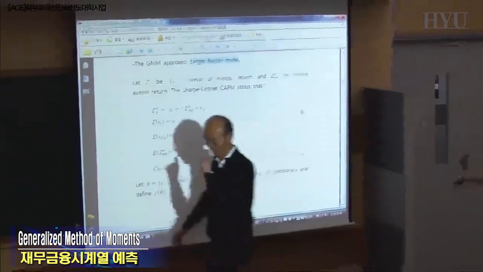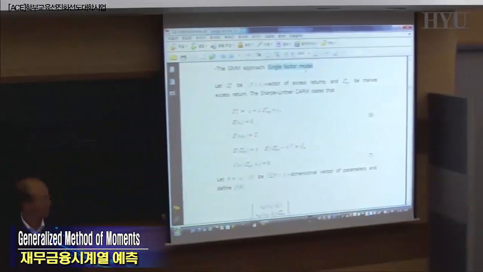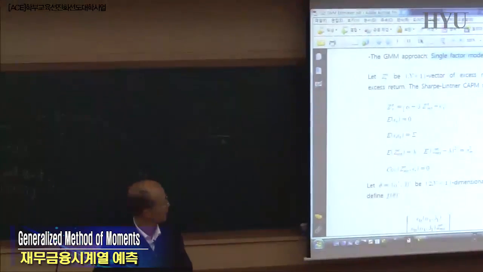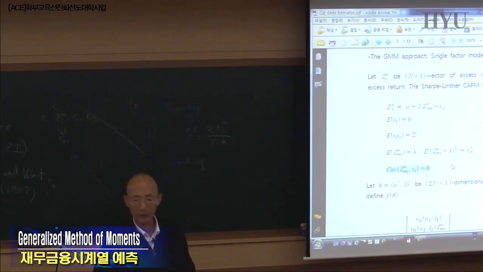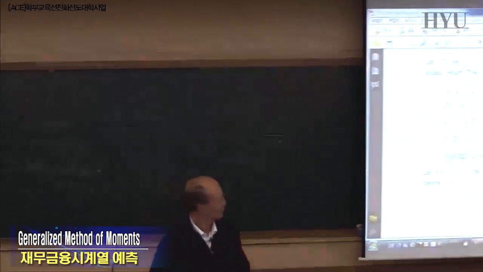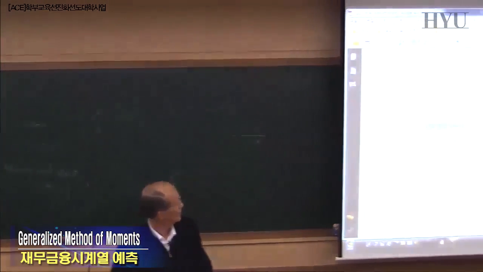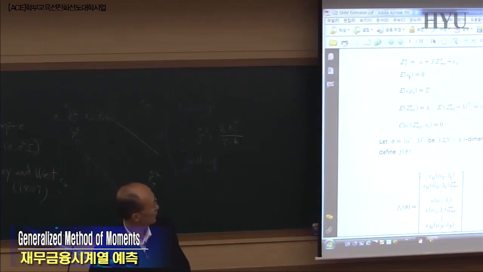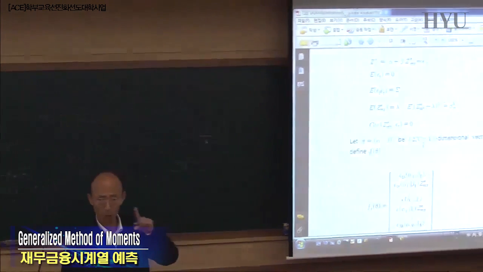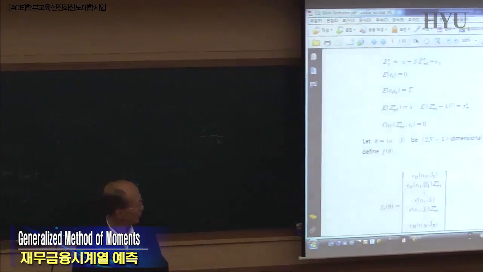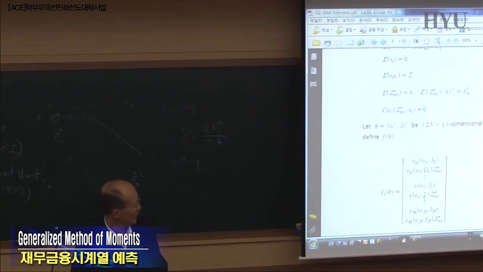Well, then the moment conditions we'll be using in this case are this one and that one. Okay? So take a look at this: this one and that one, for n equals 1, n equals 2, up to n equals cap N.